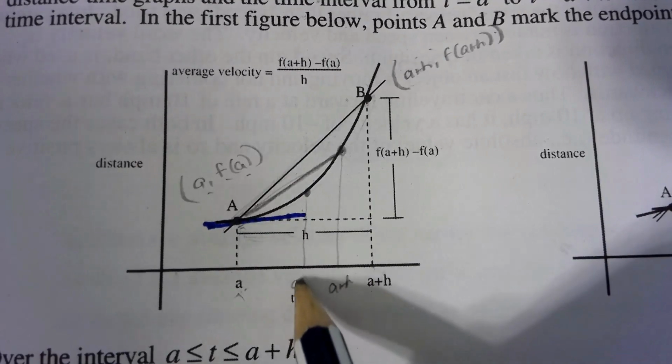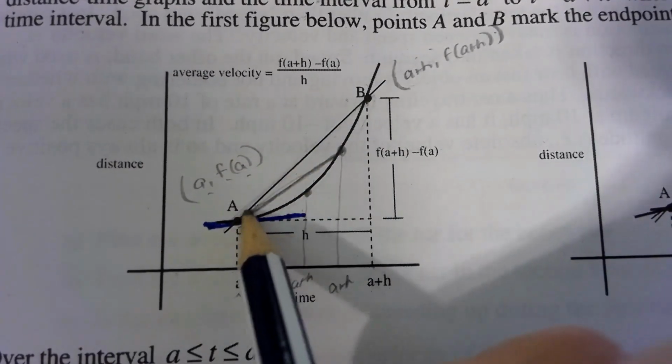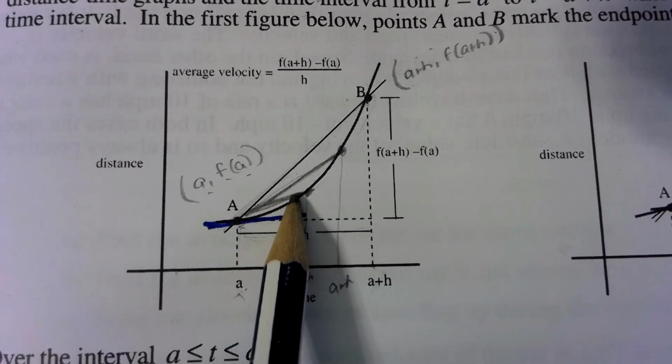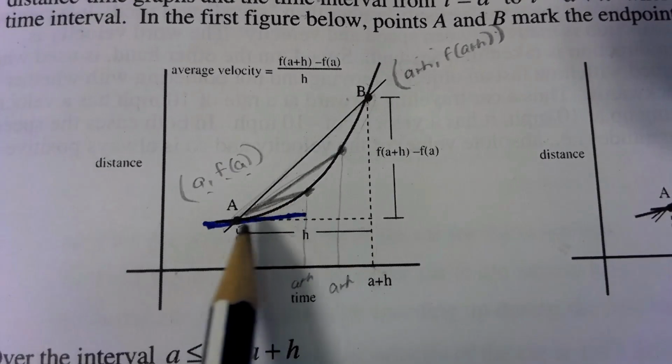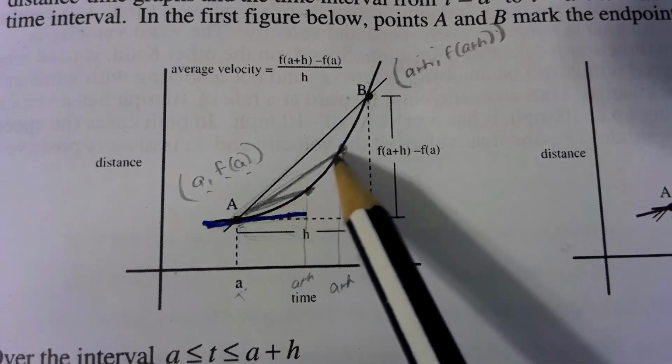So the idea is, maybe my a plus h will be here. I'm not going to move over quite as far. My point's going to be here, and I'm going to attach those two. I'm going to find the slope of that little secant line. Well, that's going to be a heck of a lot better approximation of the slope of this line than this was, right? Or this one.